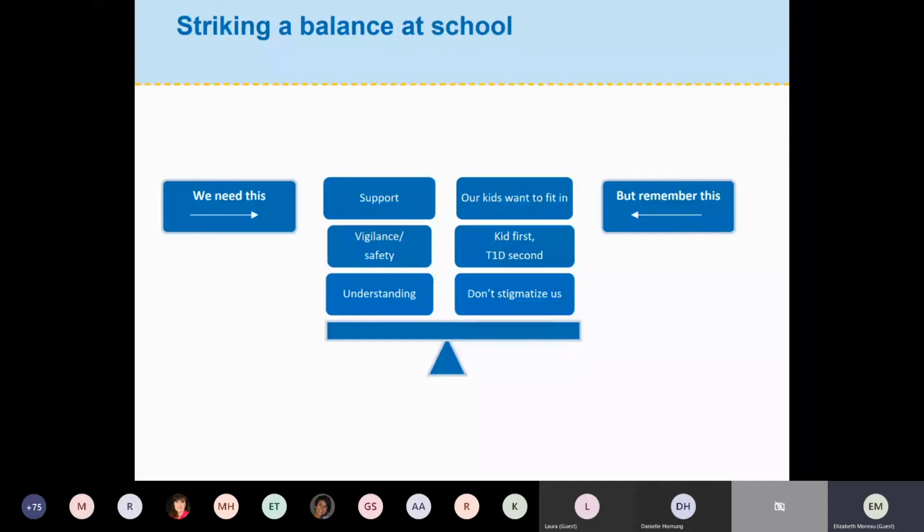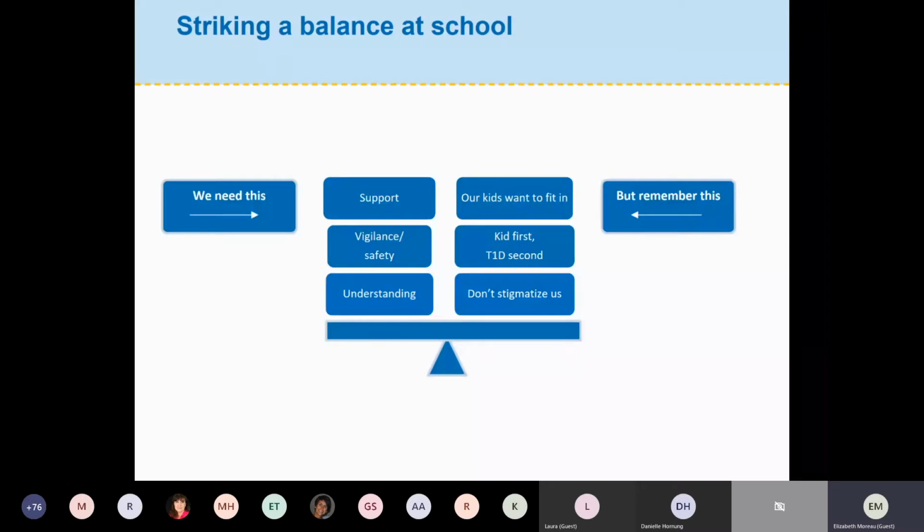So we want the folks taking care of our kids and with our kids all day to be very vigilant, to keep them safe, to support them, to understand them. But at the same time, we want our kids to fit in. We don't want them stigmatized. We don't want them singled out. We don't want them sitting on the sidelines. We want to make sure people understand that they're children first and that they're a child with type 1 second. So this is a very important balance to strike in everything that we do.